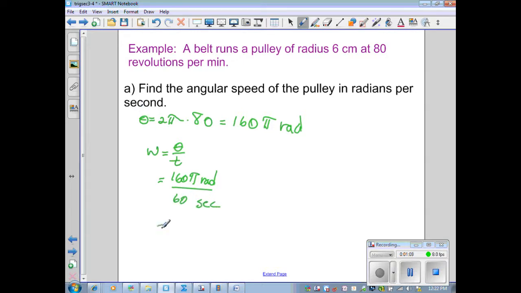Then I'm just going to simplify the problem. The zeros are going to cancel. 2 is going to go into both. That's going to be 8 pi over 3 radians per second.